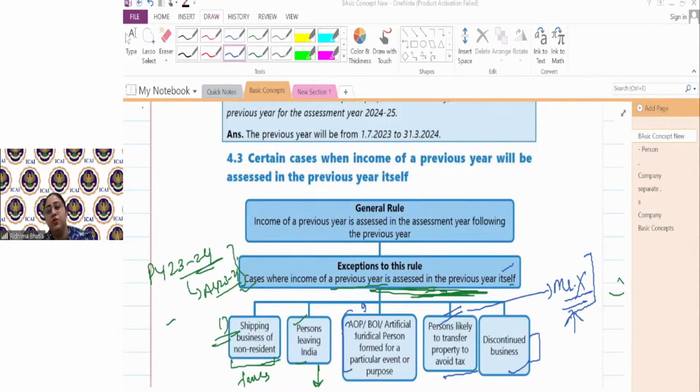So now at your level, you should remember these five exceptions. This particular question can come as a theory question also, right? What are the exceptions where the previous year and the assessment year is the same? Or what are the exceptions in which the income earned in the previous year itself is taxed in the previous year itself? A question like that can come, or a study-based question can come also. Suppose Mr. X was leaving India, he was stopped and he was asked to pay taxes up till the date he's leaving India. Is this correct or not? Then you will say, okay, this is covered under the exception. So question both ways can come.